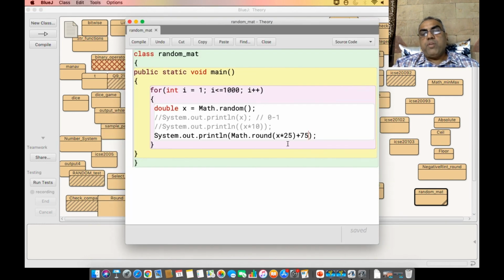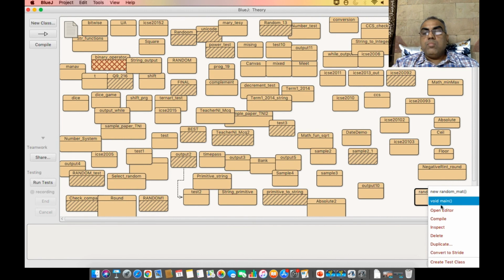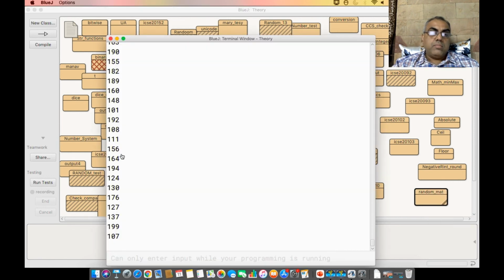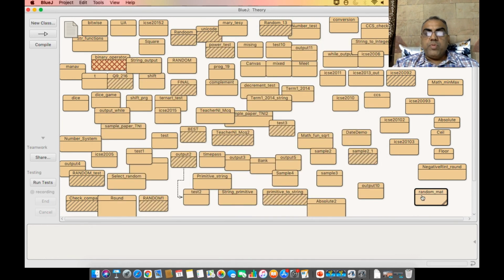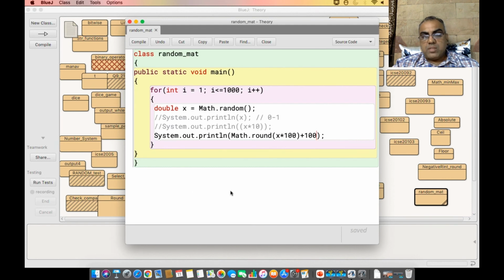So now if I want between 100 and 200, or from 101 to 200, then the difference is 100, and of course the lowest number is also 100. So this will generate a random number from 101 to 200. So 101 is here, straight. At some stage you will get 200 as well. So this is how you will be able to generate the random numbers, right?